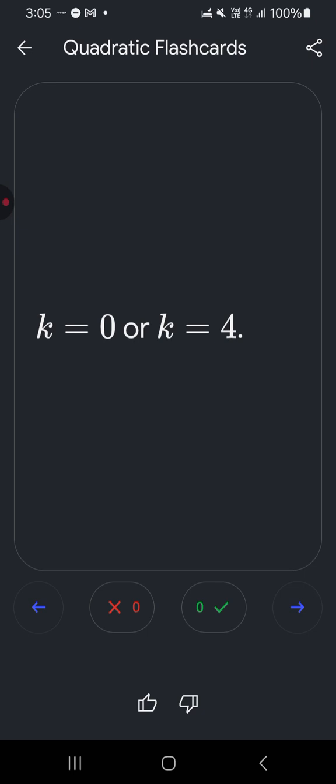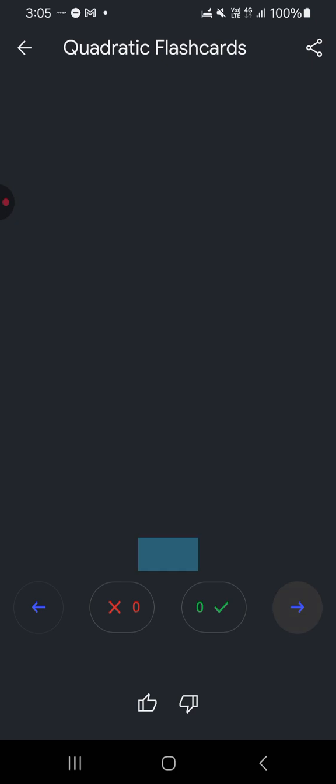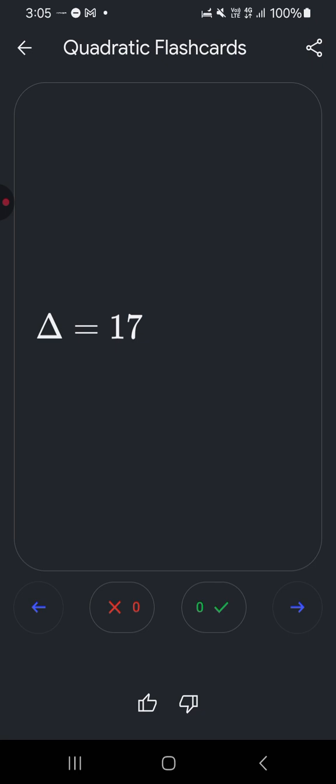K is equal to 0 or k is equal to 4. Find the discriminant for root 2 x square minus 5x plus root 2 is equal to 0. Discriminant is equal to b square minus 4ac. Delta is equal to 17.